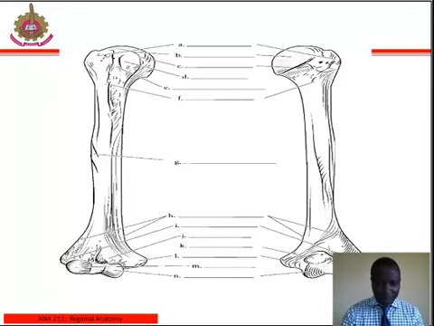Proximally, the ball-shaped head of the humerus articulates with the glenoid cavity of the scapula. The intertubercular sulcus, that is the bicipital groove of the proximal end of the humerus, separates the lesser tubercle from the greater tubercle.